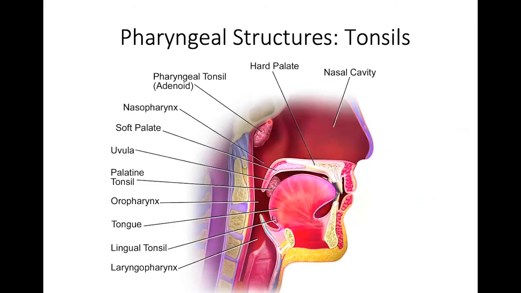And so here you can see again the adenoids, the pharyngeal tonsils located in the nasopharynx, and then here associated with the soft palate, the palatine tonsils, and at the base of your tongue, you have the lingual tonsils.